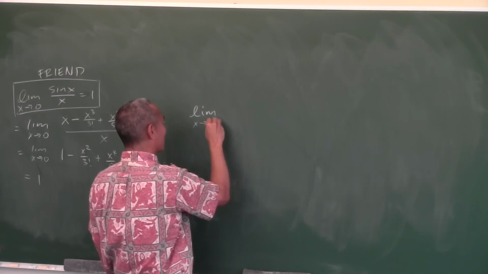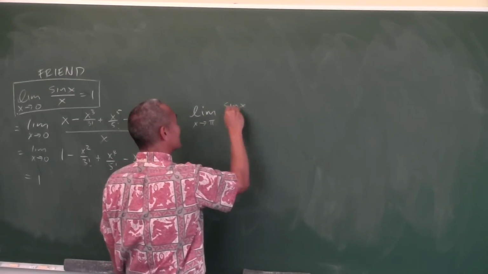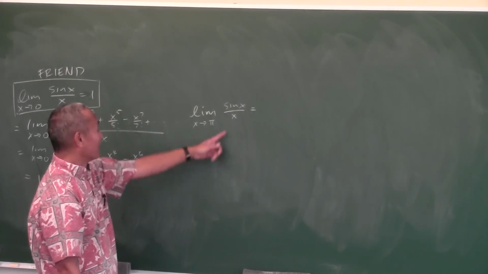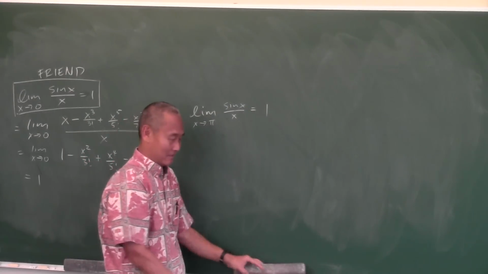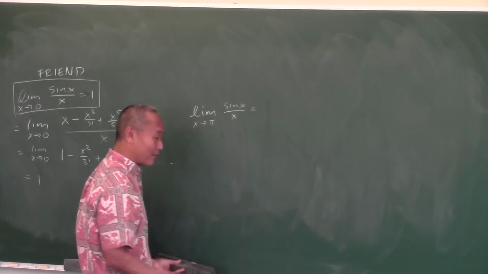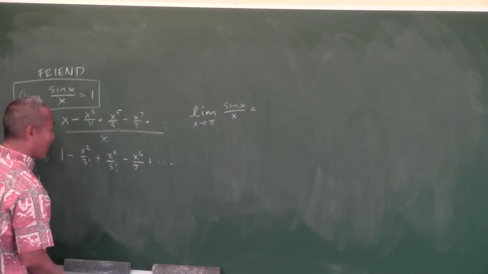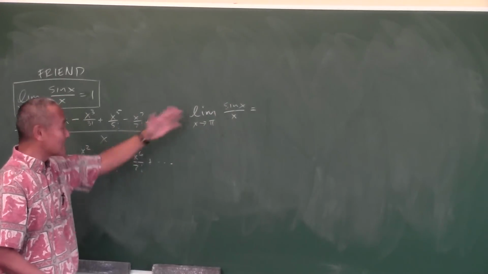What if I give you this problem? Sine x over x, with x approaching pi. This is every year, the students who don't do their homework. They go, friend, 1. No, that is not friend. You know why it's not friend? It's only friend as x approaches 0. You can't just look at that. You got to look at the number x is approaching. This is not friend.